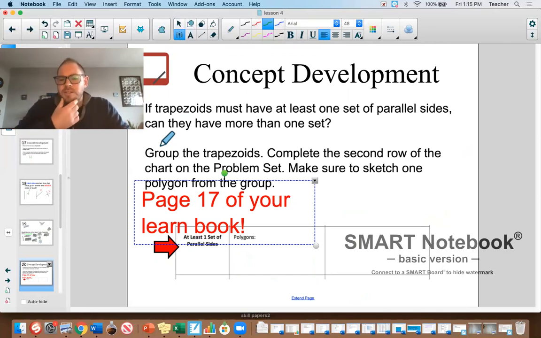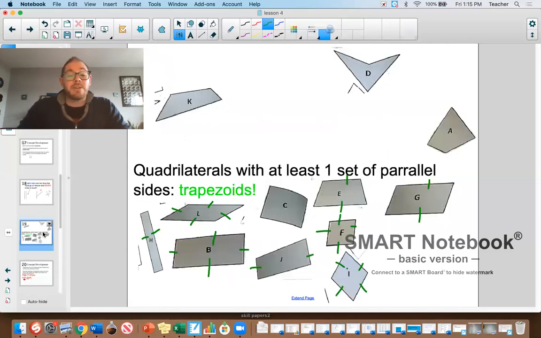Let's think about that. Right now, though, your next job is to pause this video after I go back to our previous screen, and on page 17 in your Learn book, where it says at least 1 set of parallel sides, you're going to write all the letters of the polygons that have at least 1 set of parallel sides, and you're going to draw a picture of one of them. All right, so go ahead, pause the video, and then you can write out and fill out your problem set. When you're ready, just push play.